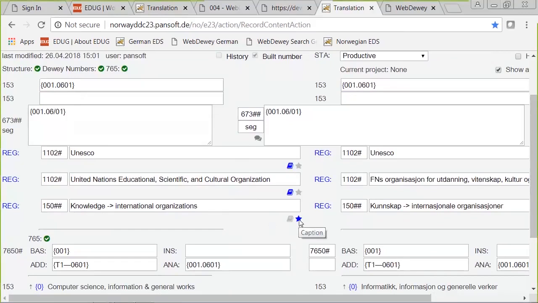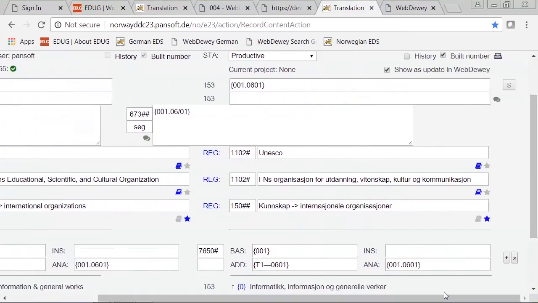So for this build number 001.0601, we have 3 relative index entries, and you should not use the very first one, which was the original implementation before we changed that. Instead, the user can now specify which of the 3 relative index terms can be used as the caption for that build number. And you can express that just by clicking the star, which shows which one is used as the caption.